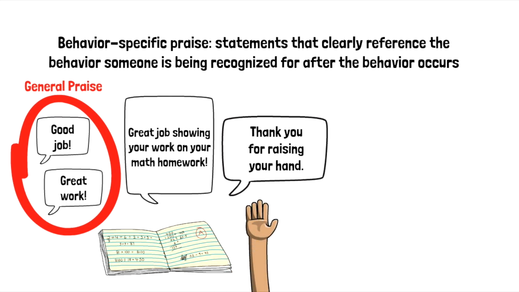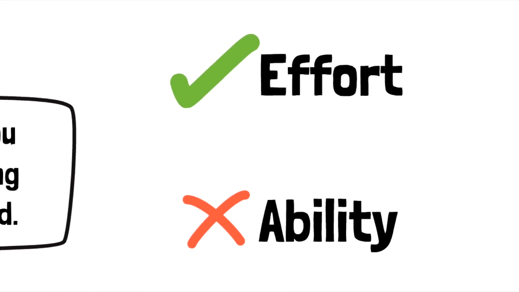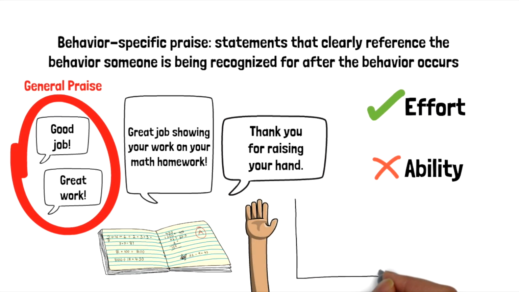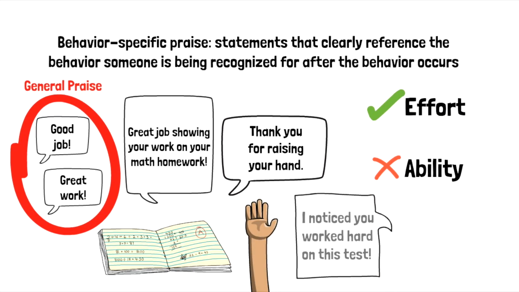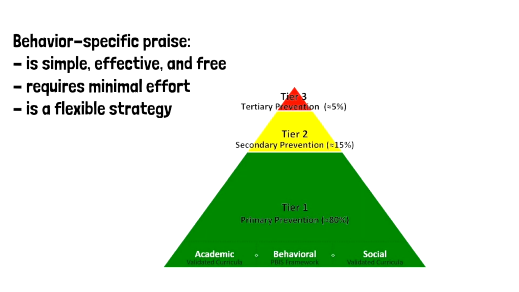It's important to note that this strategy is meant to praise effort, not ability. For example, you would use behavior-specific praise to acknowledge how hard a student worked on a test, not how well they performed on the test. Behavior-specific praise is simple, effective, free, and requires minimal effort. It is also very flexible and can be used at each level of prevention within the Ci3T framework.